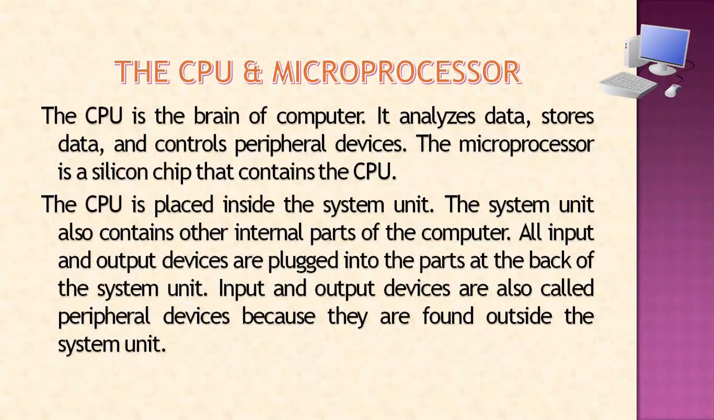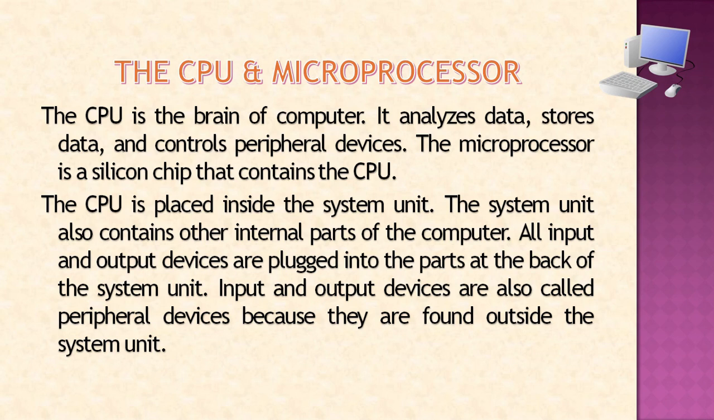The CPU and the microprocessor. CPU is the brain of the computer. It analyzes data, stores data, and controls peripheral devices. Peripheral devices mean input and output devices. The microprocessor is a silicon chip that contains the CPU.